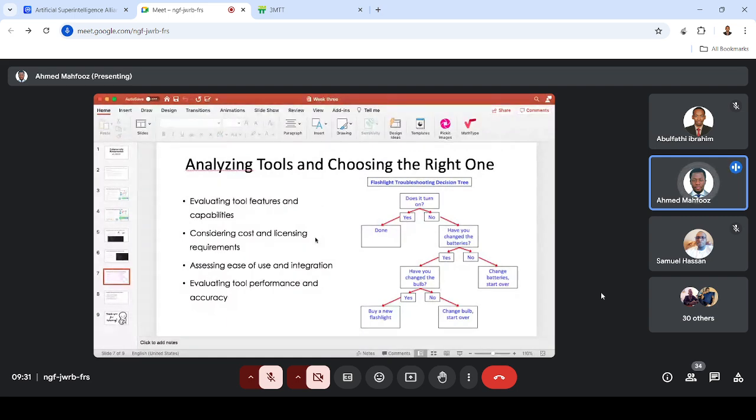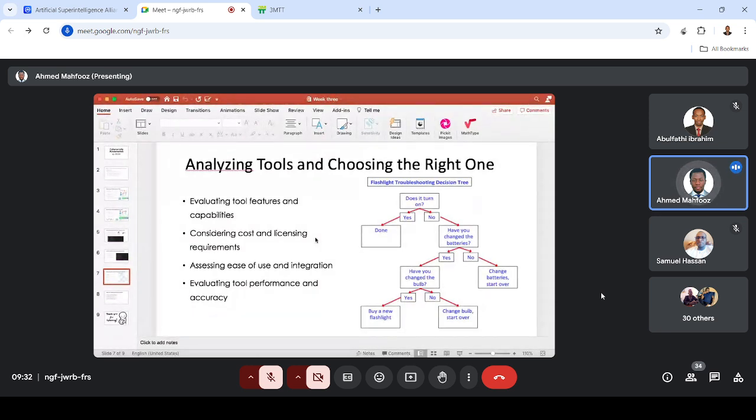Just as you have it here. You see, does it turn on? Yes. Okay, I can choose it. Does it turn on? No. Okay, I think it will not help me. Have you changed the batteries? Yes. Can the battery be changed or can it not be changed? There are different things. What I mean is that different things and different purposes can help you in making your decision in choosing the right tools you need as a cybersecurity professional.